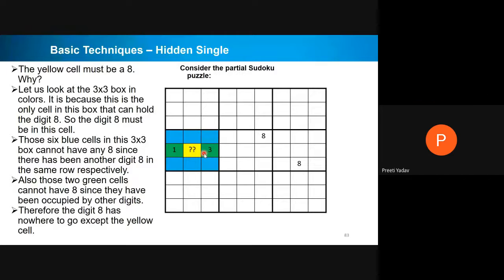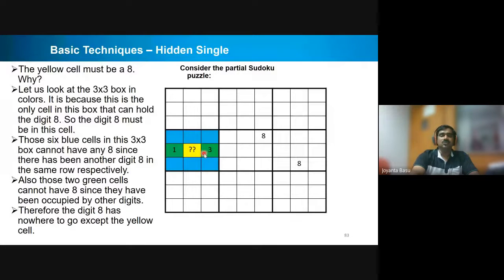Yes, sir. Okay, so actually I'm trying to give you some examples of how we can do this. There are obviously many steps, but these are the very basic techniques, we will say. So we need to find out this location where we can put 8.